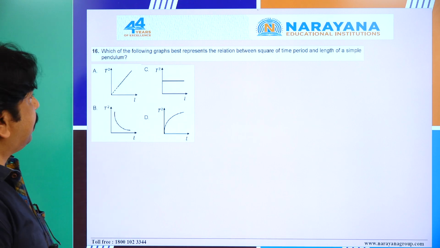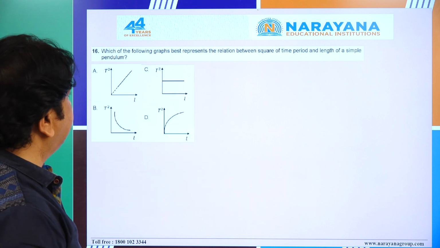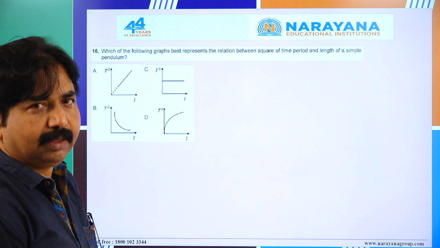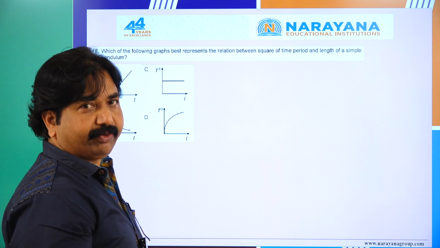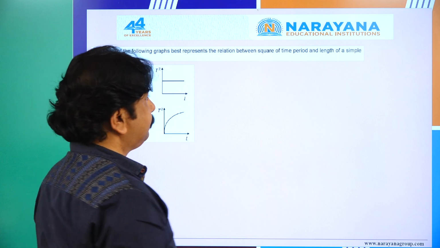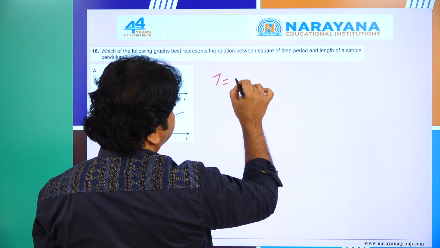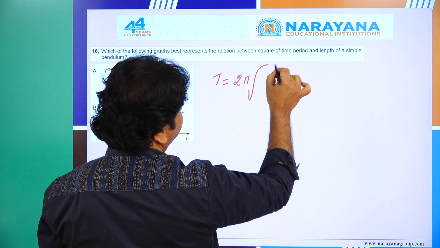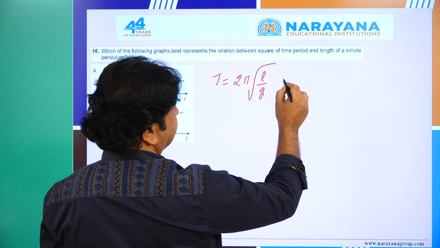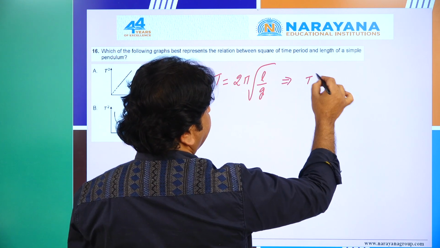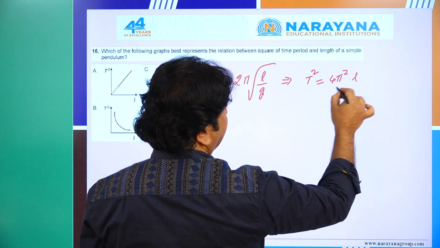Here, which of the following graphs best represents the relation between the square of the time period and length of the simple pendulum? To identify the graph, first of all we require the relation between the quantities. Already you know the time period of the simple pendulum, T is equal to 2 pi under root of L by g only. Squaring on both sides, T square is equal to 4 pi square L by g only.